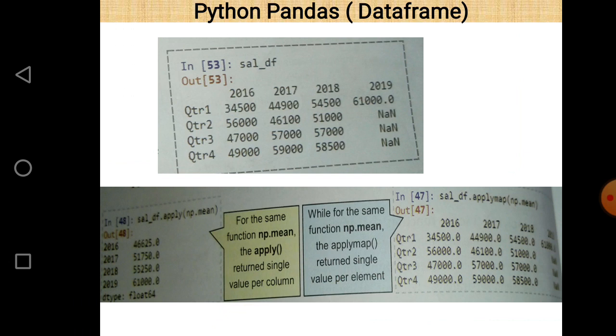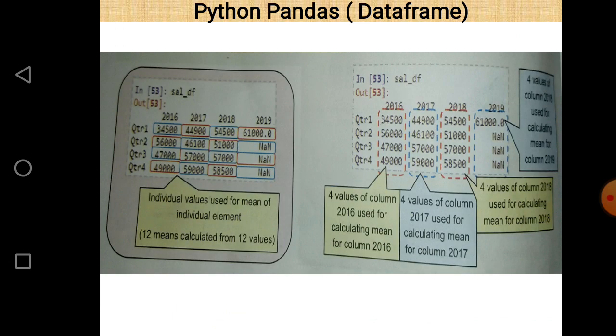So this is the functionality of the apply and applymap functions. Again, I told you that the apply function works on a single row or a single column at a time, while the applymap function works on each and every element of a data frame. So that is the difference.